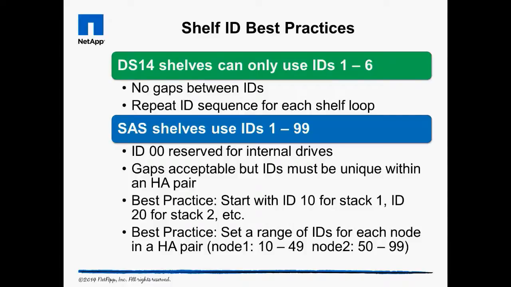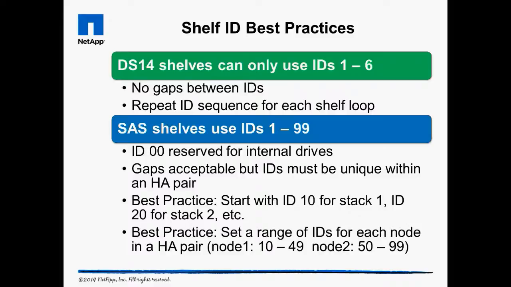Shelf ID best practices. Although NetApp no longer sells the DS14 shelf, there are still thousands of them in use today. If you reinstall a DS14 shelf, it is important to know that they can only have a shelf ID of 1 through 6. You can connect a maximum of 6 shelves together to create a loop. Then you need to create another loop of shelves using shelf IDs 1 through 6, and so on.